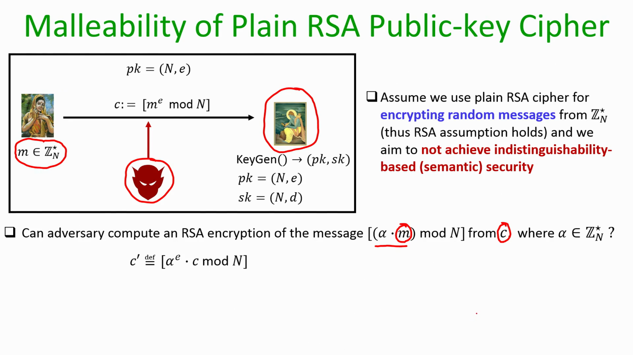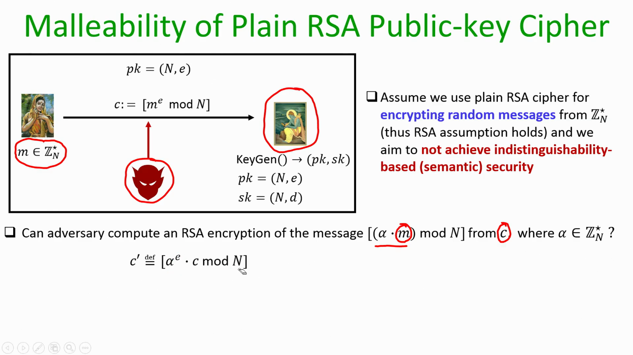So, what the adversary can do is compute a modified ciphertext c dash, which is alpha to the power of the public exponent e multiplied by the ciphertext c that the adversary has seen, modulo n. Here everything is known to the adversary which we require for computing c dash. The adversary knows alpha because it is selected by the adversary. The adversary knows the public exponent e because that is part of the public key. c is intercepted by the adversary, and again the modulus n is also a part of the public key.